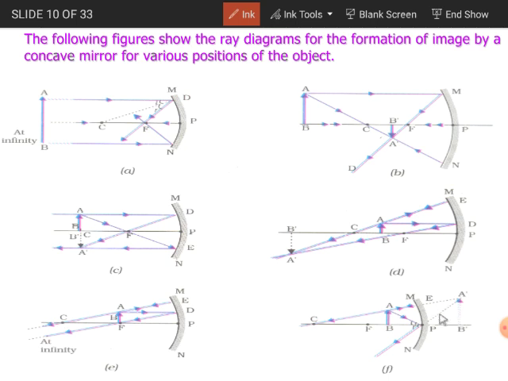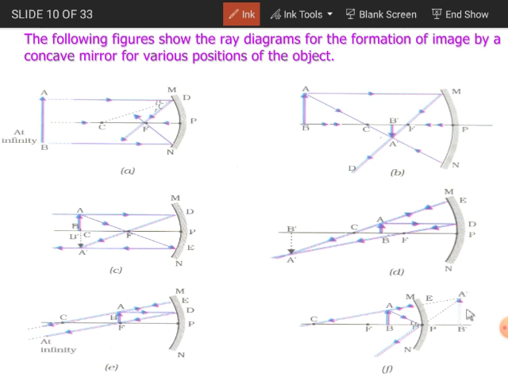These two virtual rays intersect and the image will be formed at the point of intersection. So for this object, the image will be formed here. When the object is placed between F and P, that means the focus and the pole, the image will be formed behind the mirror, and the nature of the image will be virtual. If the image is virtual, it will be erect. So virtual, erect, and magnified, we can say.